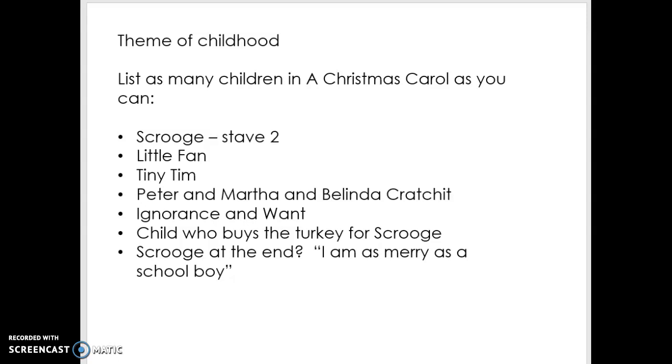Tiny Tim, yes, one of the most famous children in literature. But Tiny Tim perhaps overshadows his siblings, Peter, Martha and Belinda Cratchit. We then have the children, Ignorance and Want, but of course deformed children. We have the child who buys the turkey for Scrooge at the end, and Scrooge at the end himself. He says he's as merry as a schoolboy, so he compares himself to a child at the end, suggesting he's been reborn, hasn't he? Reborn from his greed and ignorance.